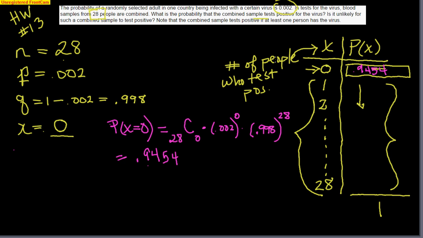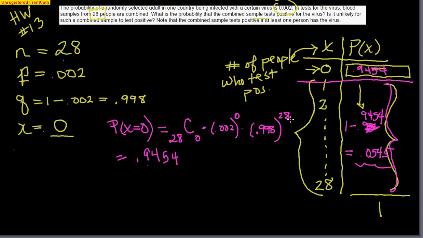0.9454. So therefore, what is the probability of everybody else? Of one person testing positive, or 2, or 3, or 4, everybody, because it doesn't matter. All of these are going to give us a positive test result in the combined sample. So if we take 1 and we subtract 0.9454, we will get a value of 0.0545. So there you go.